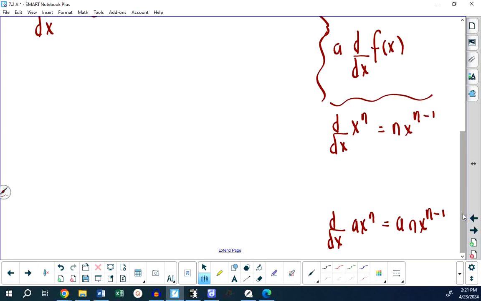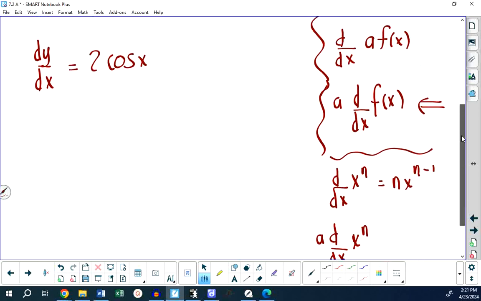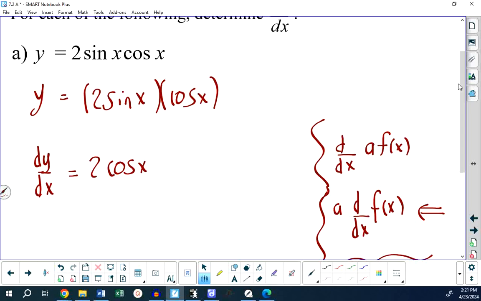Well, the reason we can do that is because of this rule here. We can take this a and put it in front, and then just multiply by the derivative of x to the n. And that's all that's happened when I've said the derivative of 2 sine of x is 2 cos of x. I'm saying the derivative of 2 times sine of x, according to the rule, is 2 times the derivative of sine of x, which gives you 2 cos x.